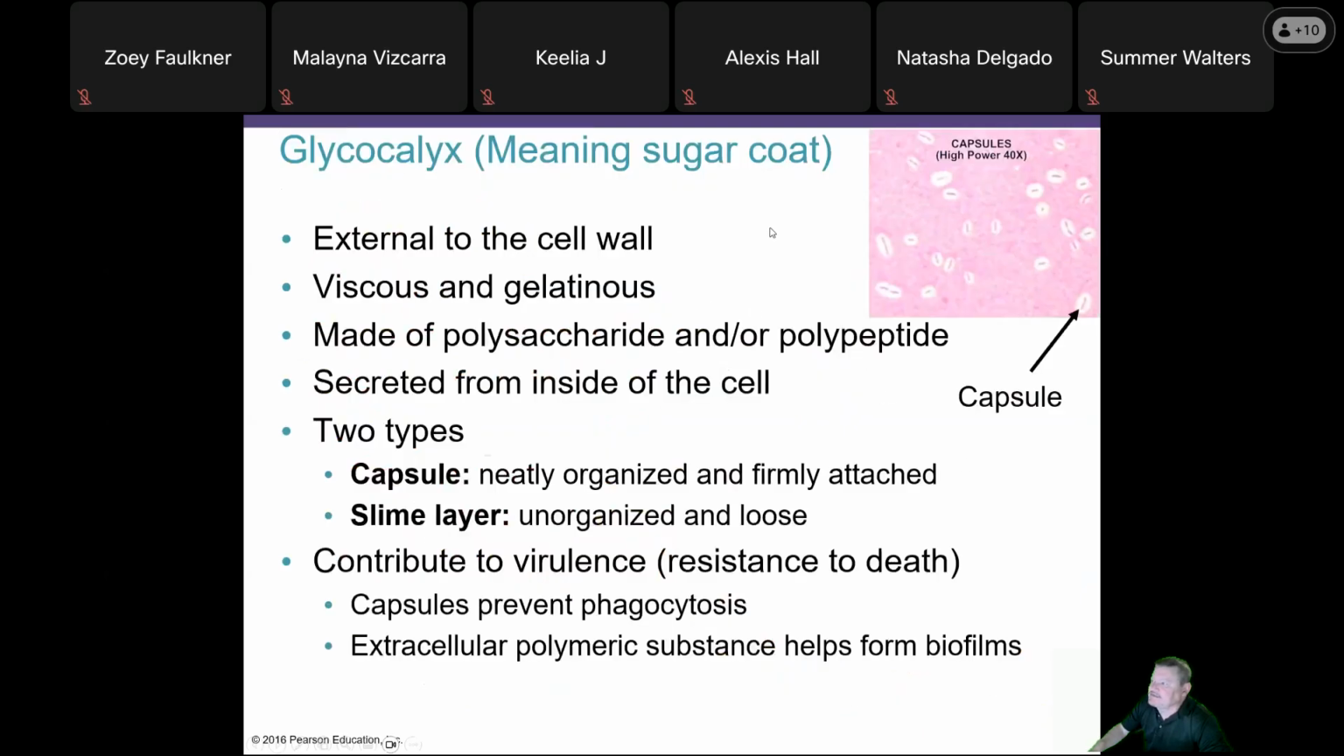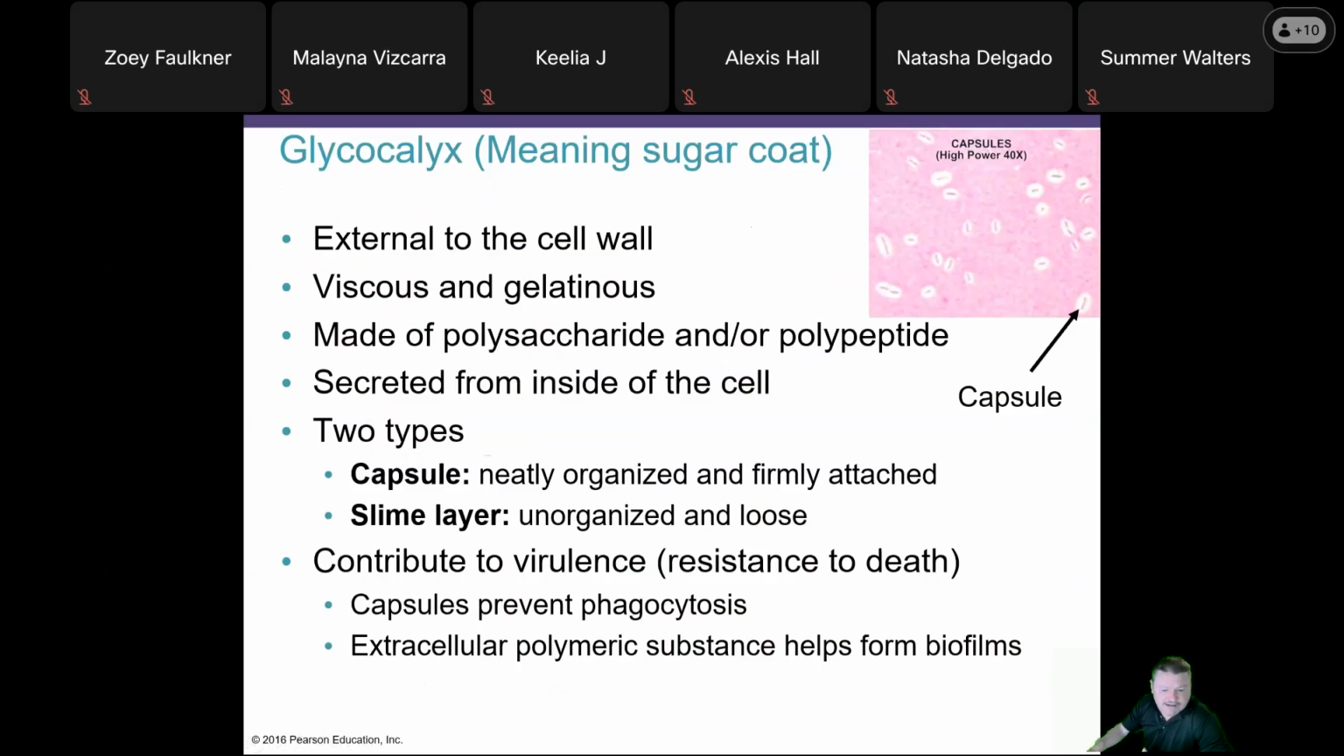Now, the glycocalyx is a sugar coat. It's viscous and gelatinous, and it's made of a polysaccharide or a polypeptide, which is basically a small protein. And there's two types. We can have a capsule, which you're going to look at, and you're going to stain for a capsule in lab, and it'll look similar to what you see up here. It'll have this halo around the cells, and that shows you that there's a capsule around that cell. Or they can have a slime layer, which is kind of unorganized and loose. But this can contribute to virulence.